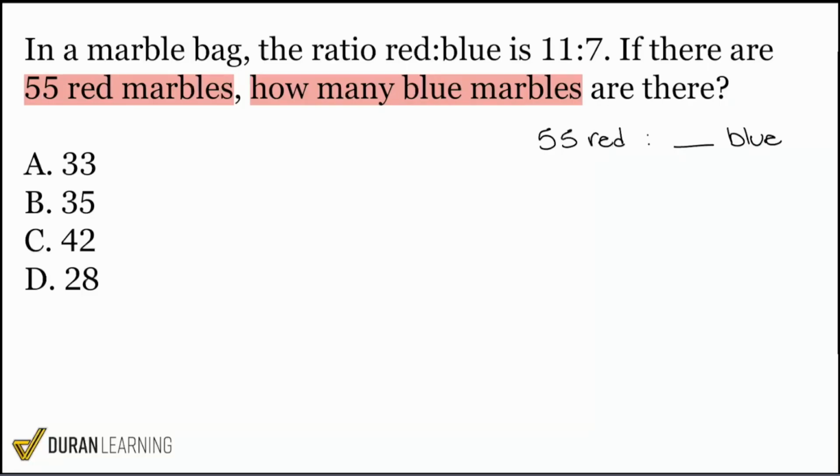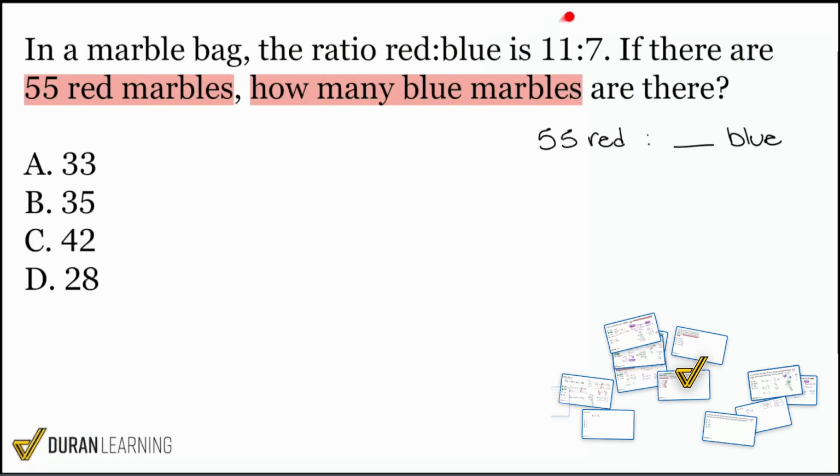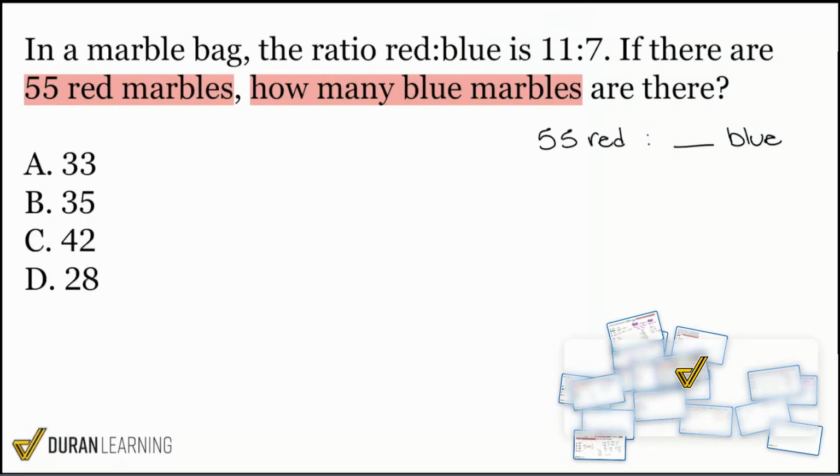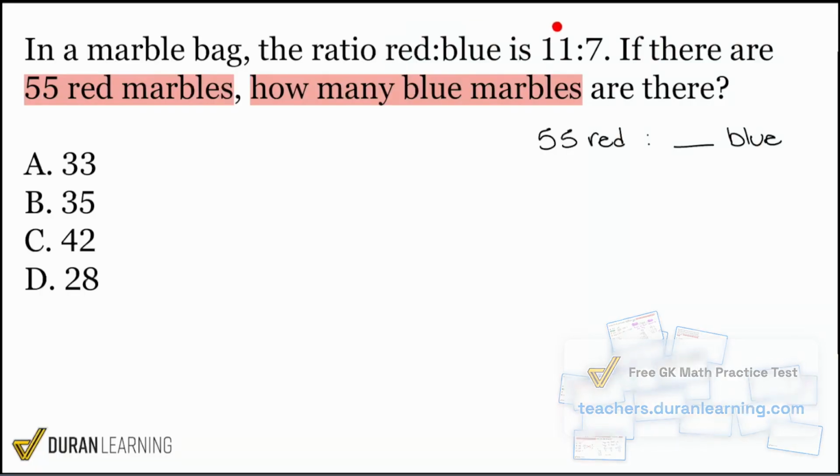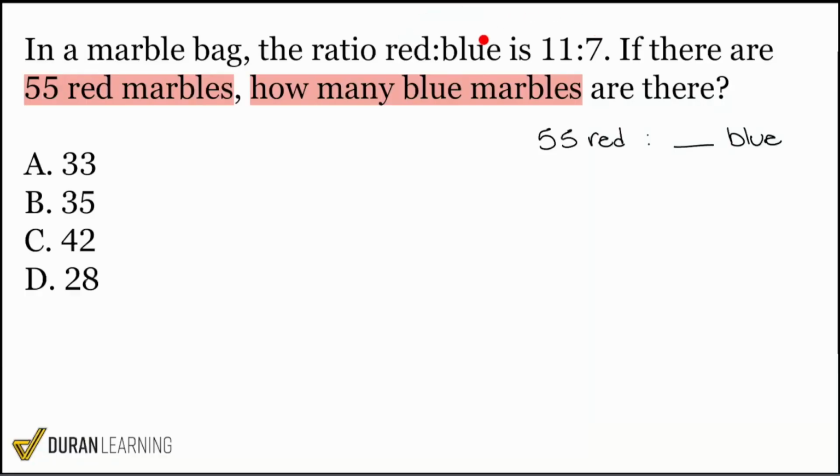Now, once we have that comparison, let's understand that we have another comparison being made. It says, in a marble bag, the ratio of red to blue is 11 to 7. What's the most important part here? It's not the 11 and 7, it's the first red and second blue. So what we know is that the 11 is red, the 7 is blue, because the order matters. So I'll write 11 for the red down here, and then I'll write the 7 for blue.